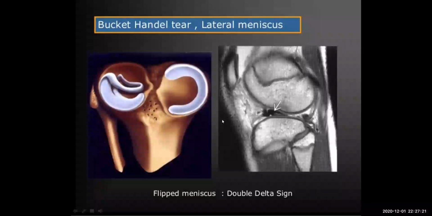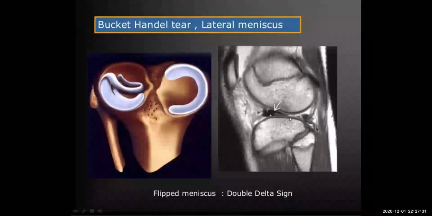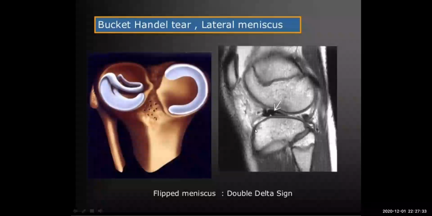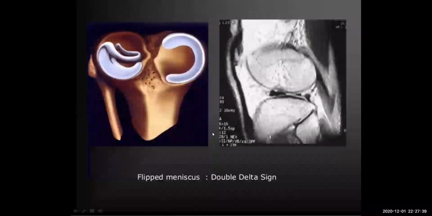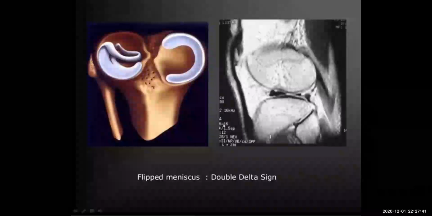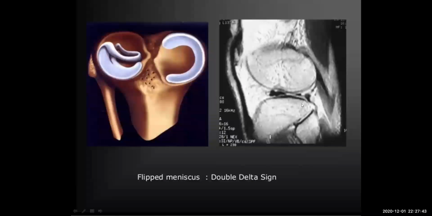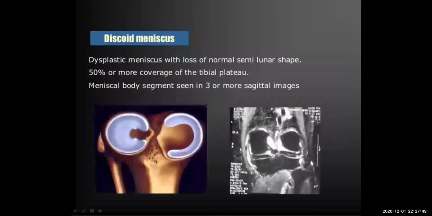So what we call the double bucket handle tear, or if it happens on the lateral side, usually we call it the double delta sign. This is a triangle and this is a triangle, and then the posterior is small. If you have this double delta sign, we can diagnose it as a bucket handle tear, lateral. Again, this is a double delta sign, posterior absent, anterior double delta sign. Then this is how it looks on the diagram.